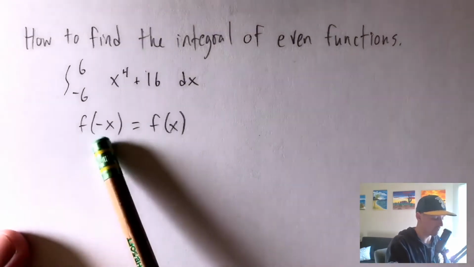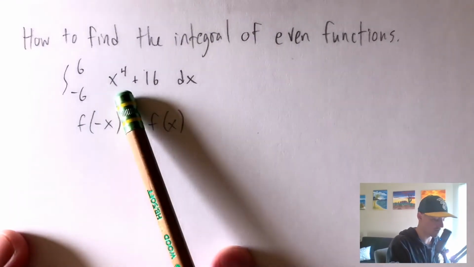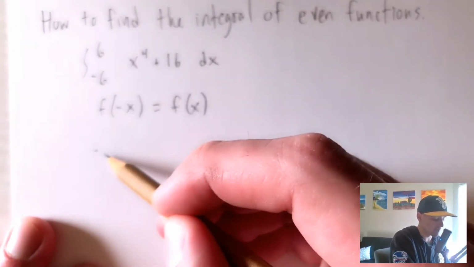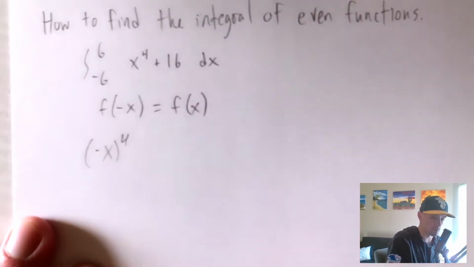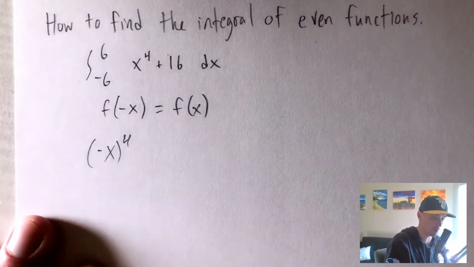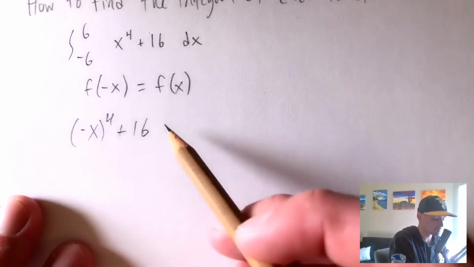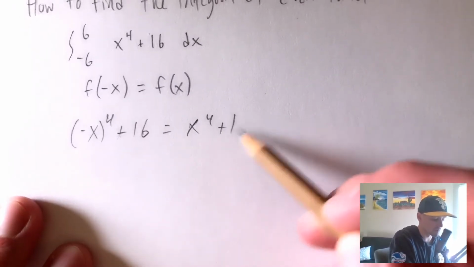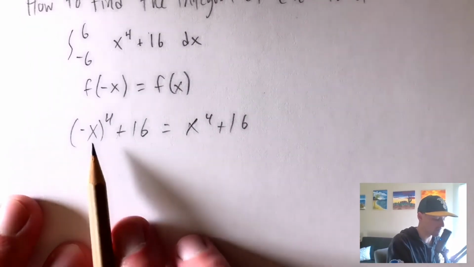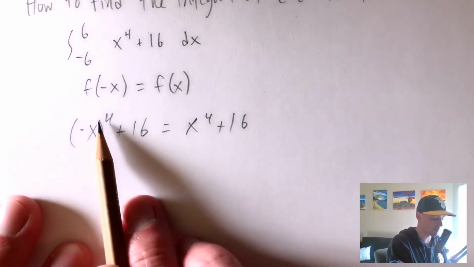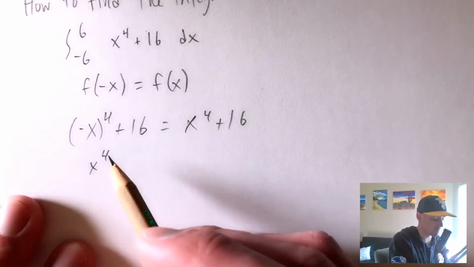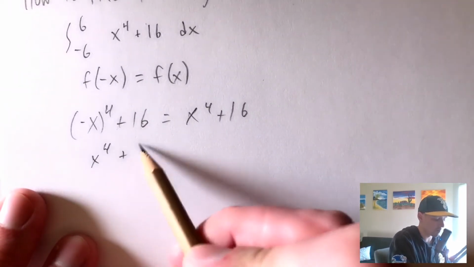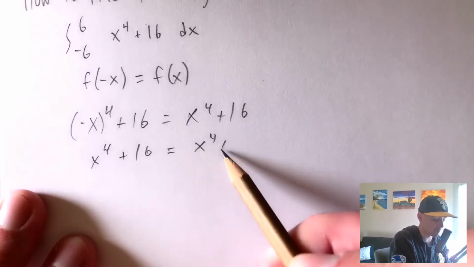First of all, f of -x basically just means going to your function f and replacing all the x's with a -x. So that would just give us (-x) raised to the fourth power, and make sure you put the negative sign in the parentheses there, plus 16. And then f of x is just going to be whatever this function is, so x to the fourth plus 16. Then if we were to simplify this, (-x) to the fourth power is just going to be x to the fourth power. Those are going to be the same because the even power cancels out the negative essentially. And then plus 16 equals x to the fourth plus 16.